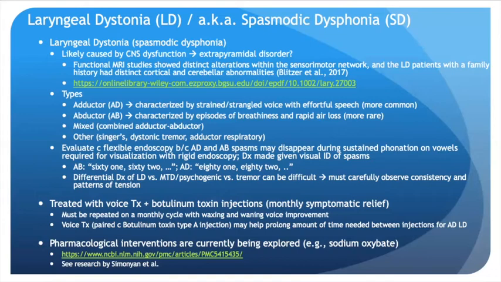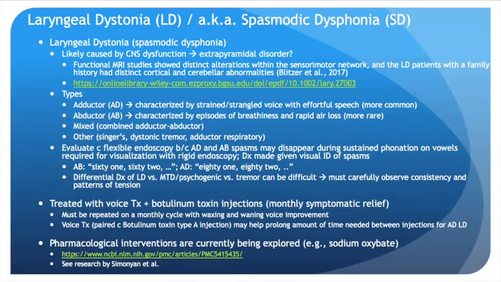Differential diagnosis of laryngeal dystonia versus muscle tension dysphonia, psychogenic disorders, versus essential tremor can be very difficult. And so you have to observe the consistency and the patterns of tension. MTD, for example, might be constant tension. And so doing 60s or 80s or whatever, there's not going to be a differential pattern of tension. The tension is just there all the time, right? Versus spasmodic dysphonia, or laryngeal dystonia, it's going to be kind of task specific.